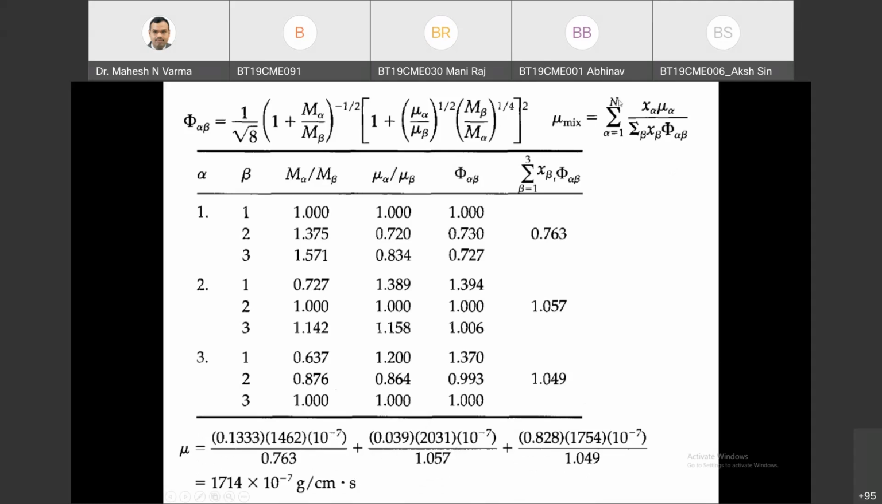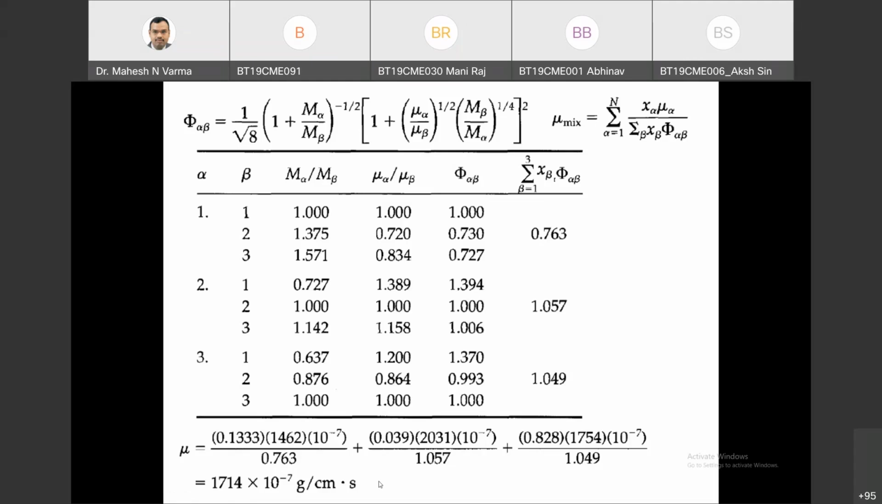0.39, second term, alpha equals 2. This is alpha equals 3. So the overall viscosity of the mixture will be 1714 into 10 raised to minus 7 gram per centimeter per second. And everything which we have discussed is the viscosity of gases. Everything we have discussed is true for viscosity of gases.